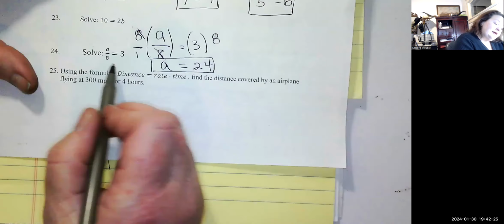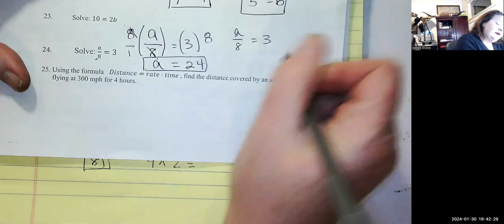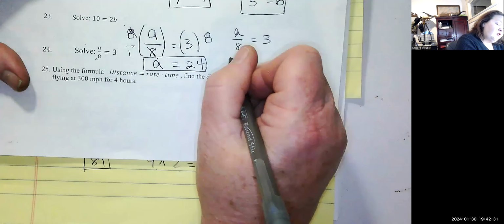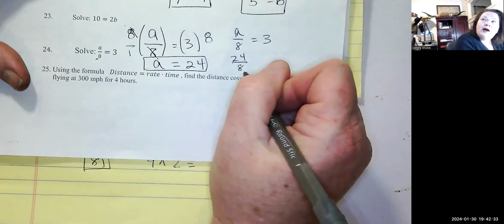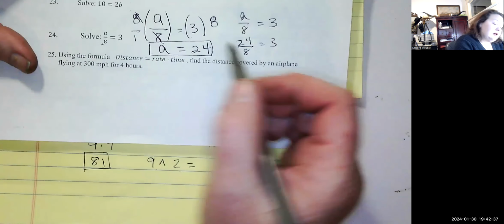Okay. We can check this also. a divided by 8 is equal to 3. We're saying that a is 24. Is 24 divided by 8, 3? Yes, it is. Okay. All right.